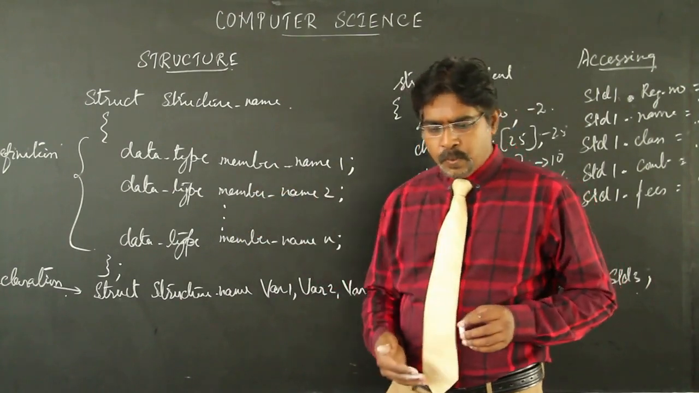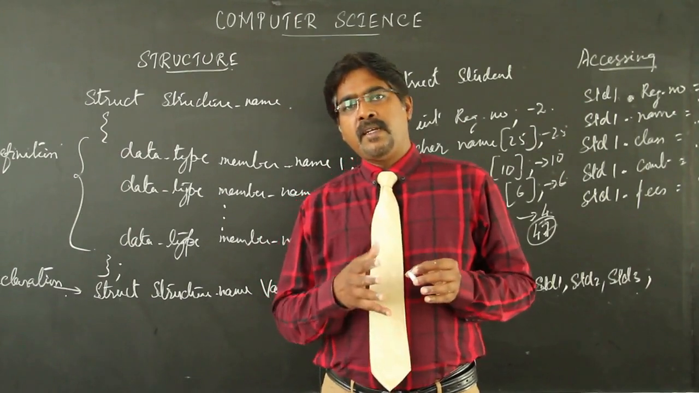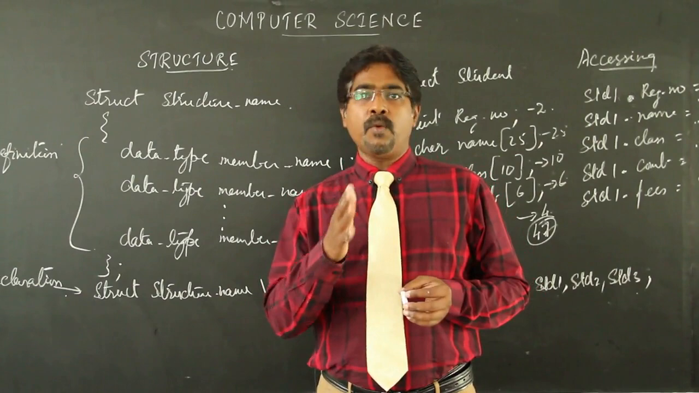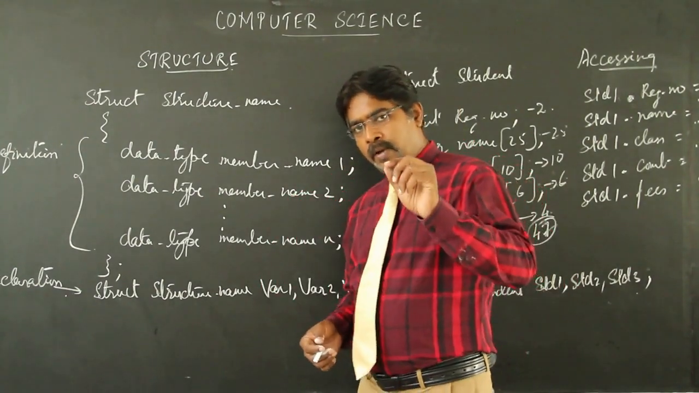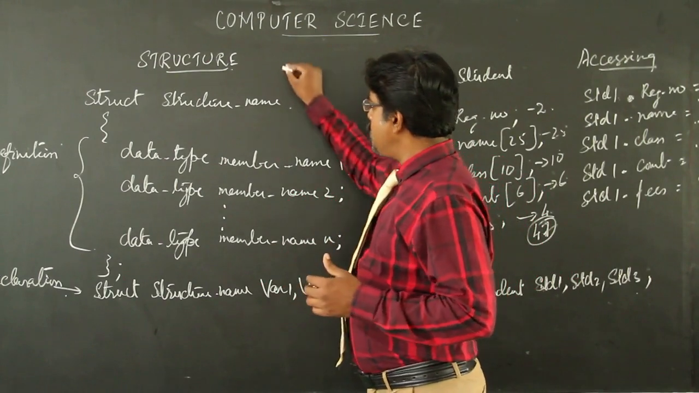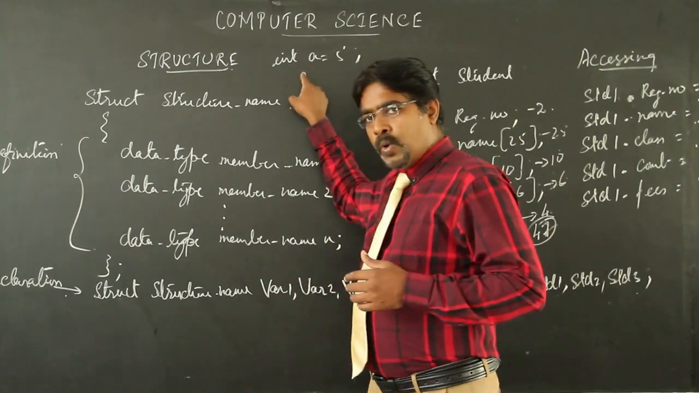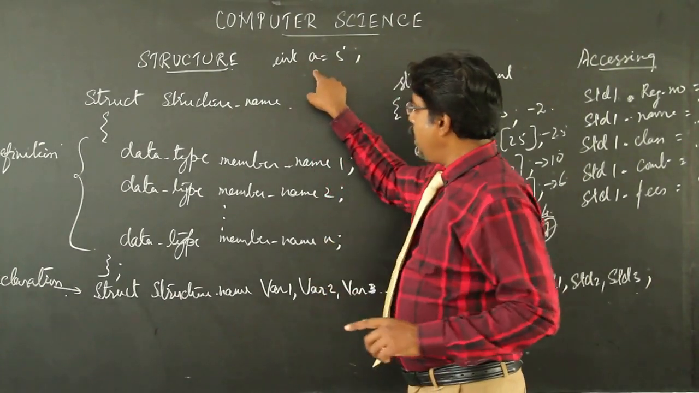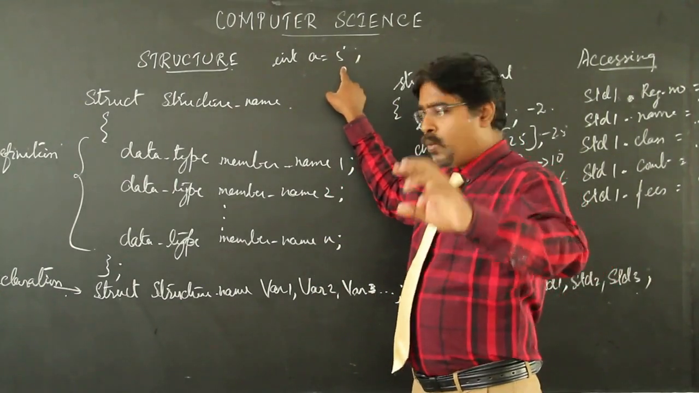Then we spoke about arrays. Array is a derived data type, and it is a collection of elements of the same data type under one single name. Said so, I would like to compare with a single variable, int a equals 5. One normal variable, we need only one value, that is a has got only one value, and a normal variable can store only one value.